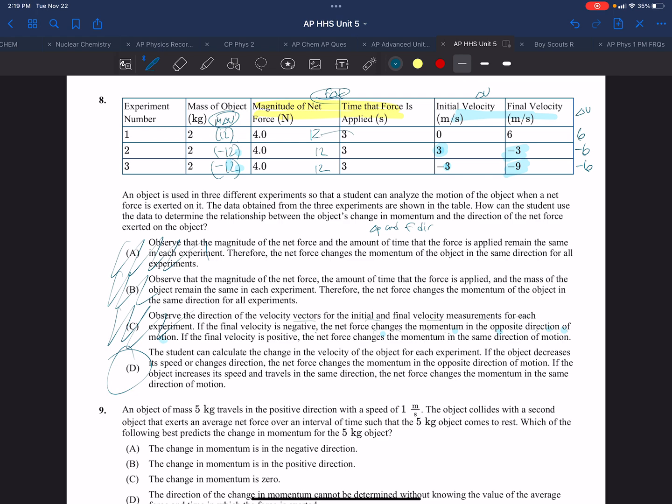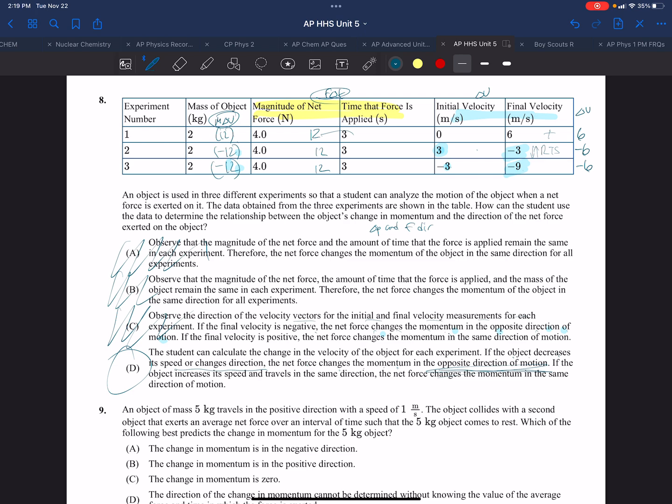But let's check this out. Calculate the change in velocity of the object for each experiment, which we did. If the object decreases its speed or changes direction, the net force changes the momentum in the opposite direction of the motion. So if the object decreases its speed, in this case it increased its speed, here the speed remained the same before and after, although to go from 3 to minus 3 it must decrease then increase. Overall it remained the same.